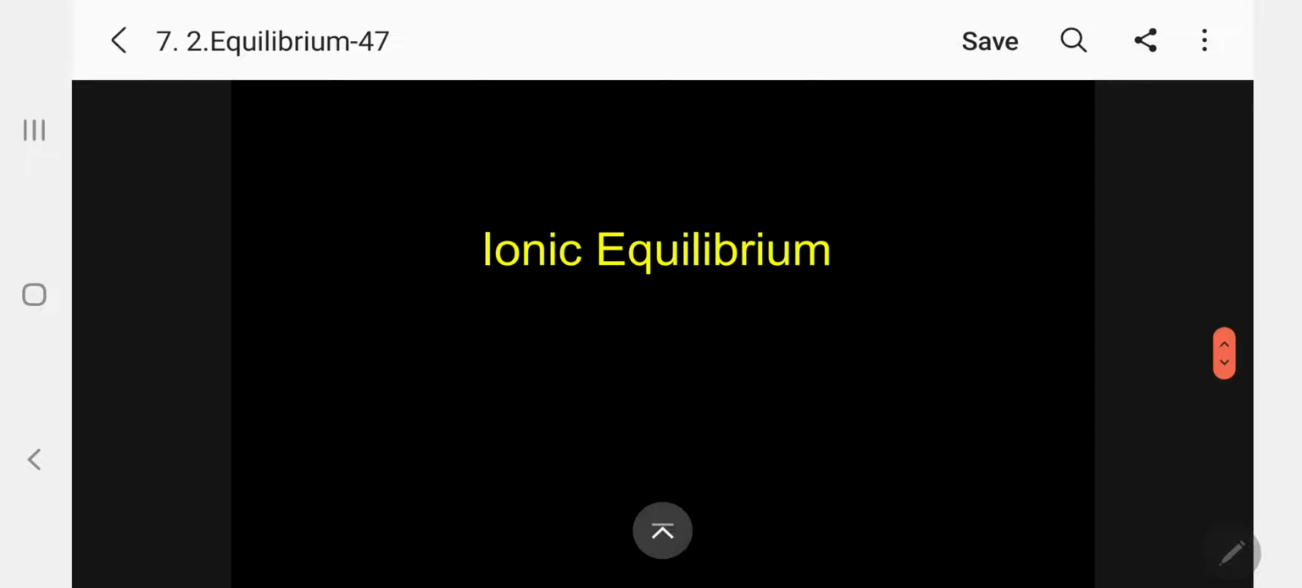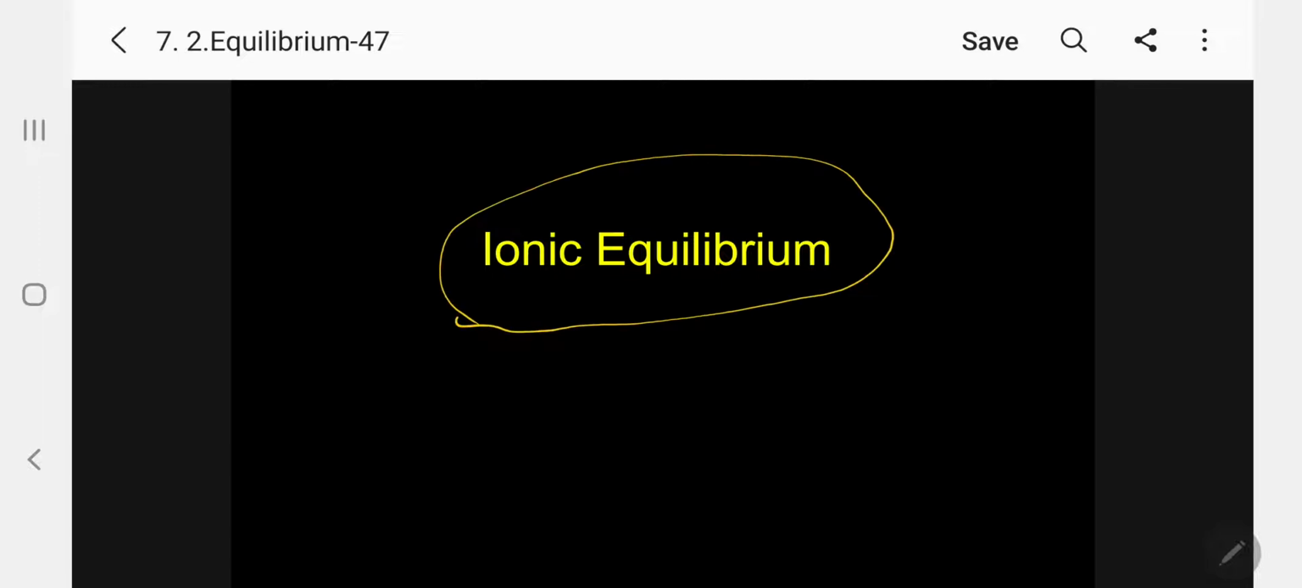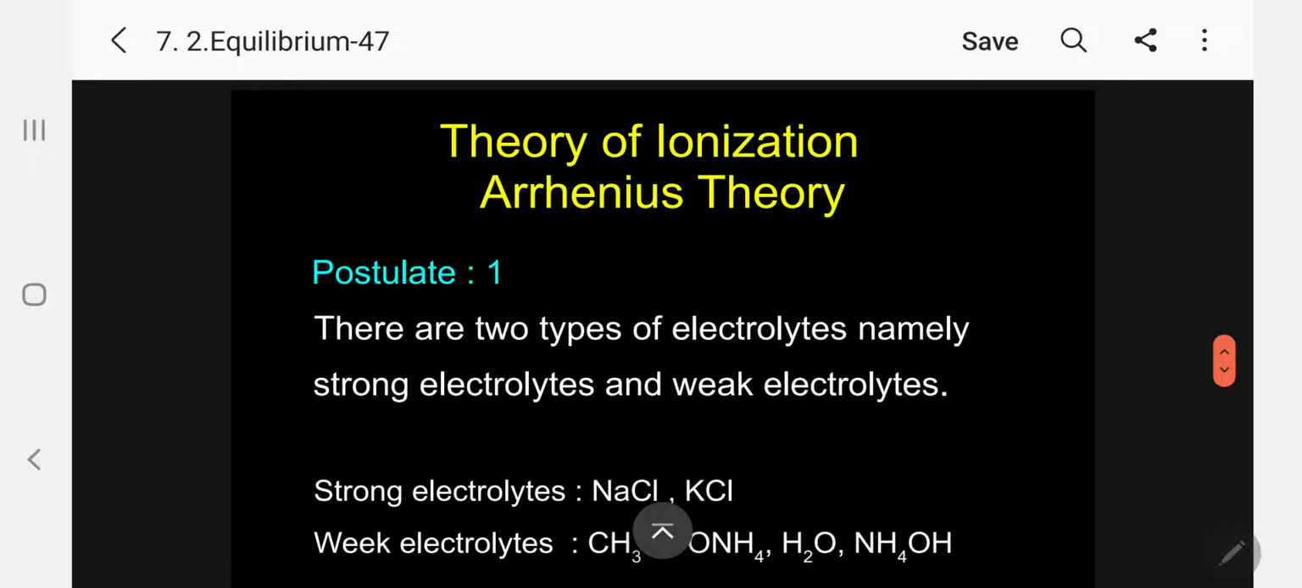Now, the next topic I will go for, so far what I have discussed is the chemical equilibrium. Now, I will concentrate on ionic equilibrium. Ionic equilibrium means reactions involving ions in the equilibrium. Kindly follow. So, for this, you must understand the theory of ionization. The famous theory is Arrhenius theory. There are a number of postulates. Please, students, kindly go through this. This is very, very important.